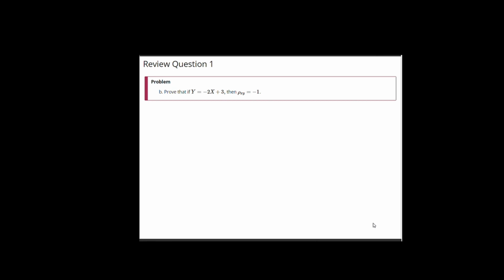Part B is very similar, except that here we're specifying what a is. A is, say, -2, which is now negative, and b is 3. And I want to show in this case that rho xy is -1, where y is -2x plus 3.